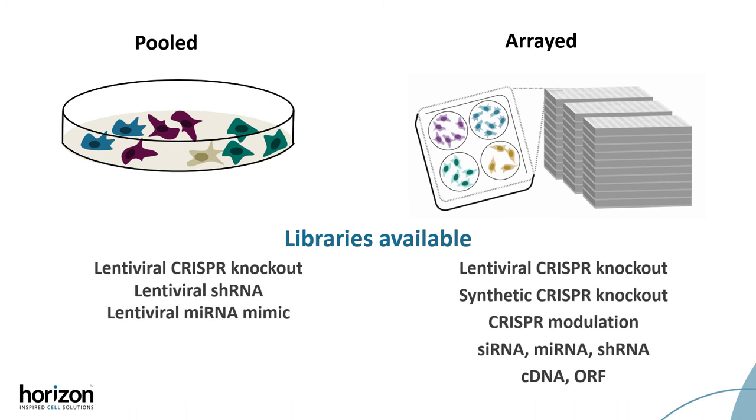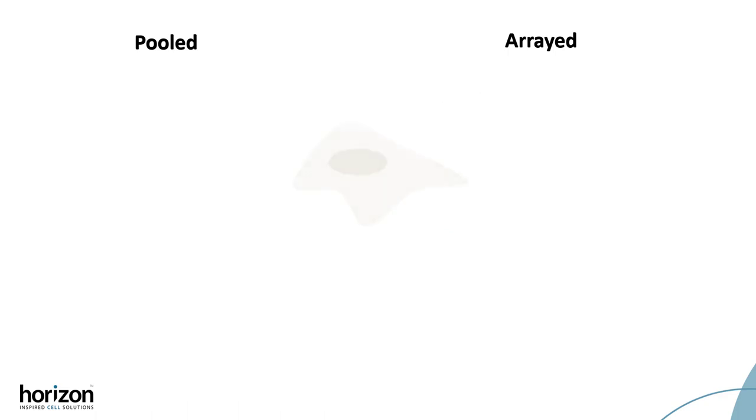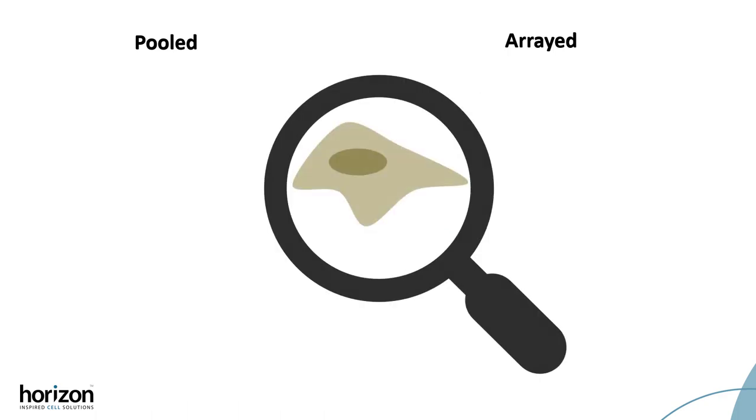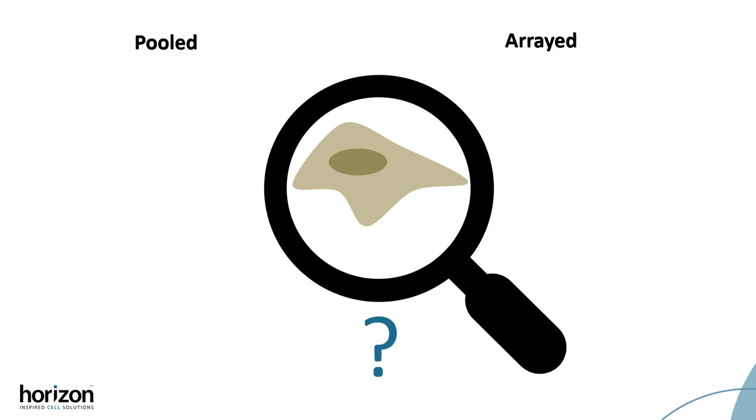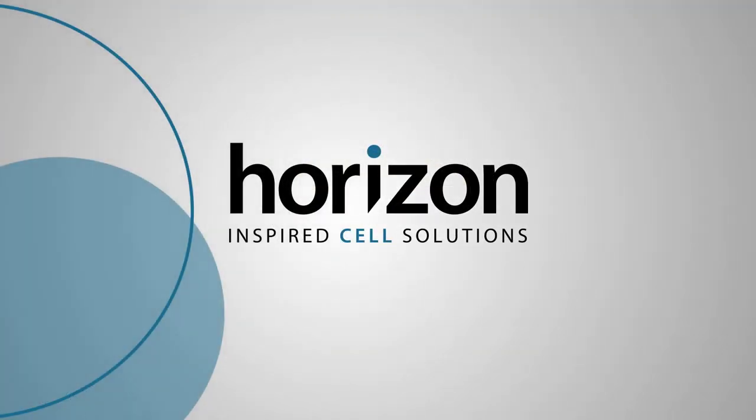And there's more choice, and our cherry pick option is perfect for those wanting libraries with as little as 20 genes. All of this information should give you a good idea where to start, but in the end, it's the biology of your cells and the questions you want to ask which will decide which screening method is best for your work.